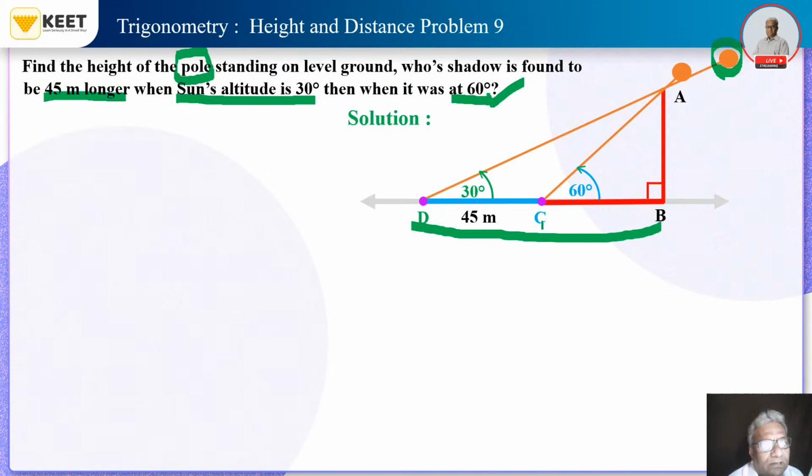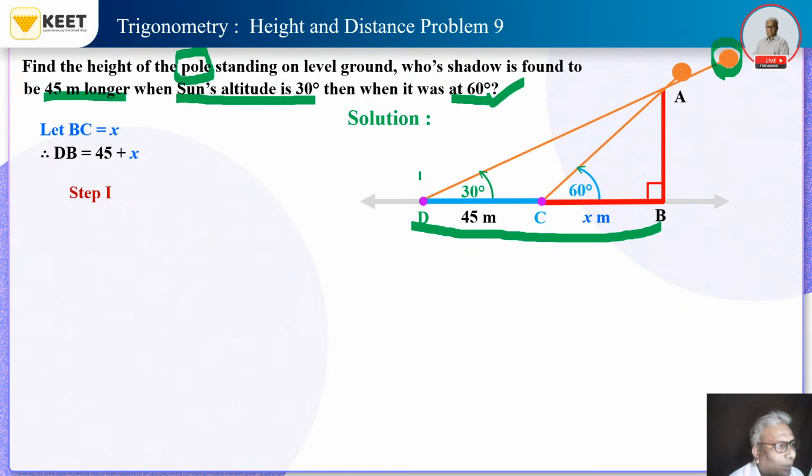So here we will consider BC as x. Let BC be x. So this green line, that is BD, will be 45 plus x. We take BD as 45 plus x. Now we have two right angle triangles, triangle ABC, the first right angle triangle, and the other right angle triangle ABD. In both of them we have an acute angle. In one of them it is 60 degrees and in the other it is 30 degrees. So let's go for the solution.